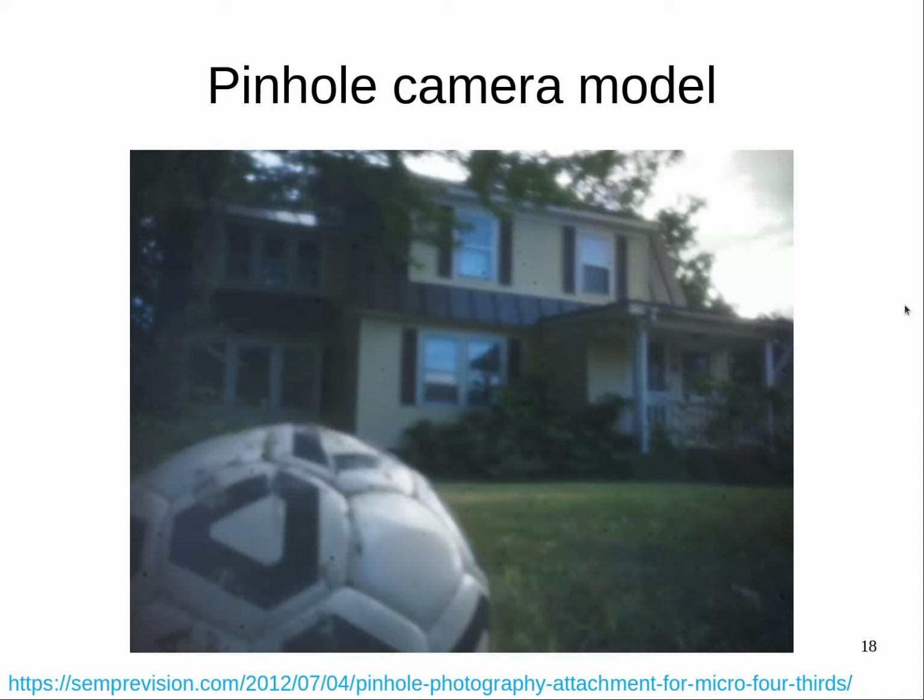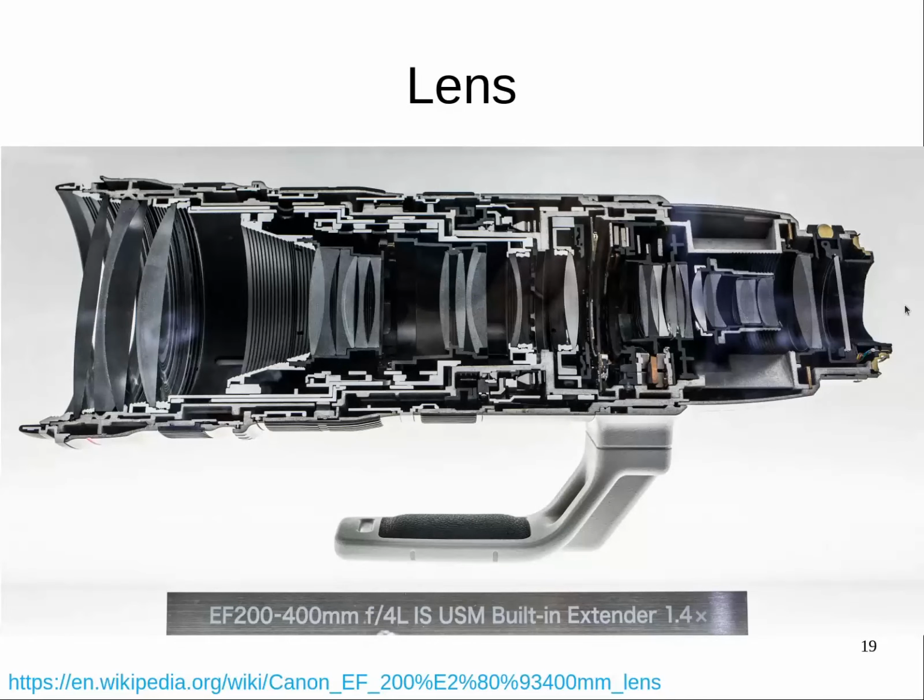So can we maybe have both, like a big pinhole, so we get lots of light, but still keep the image sharp? Well, yes, we can, but we need to add something like this in front of our camera. This is like a cut of a real lens.